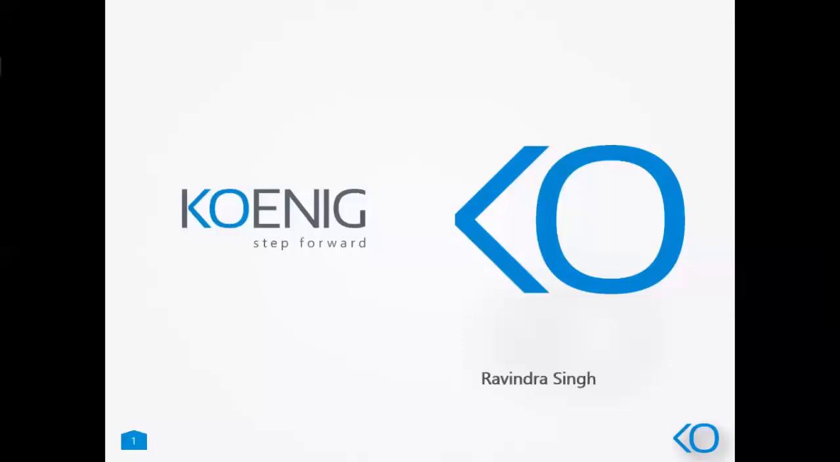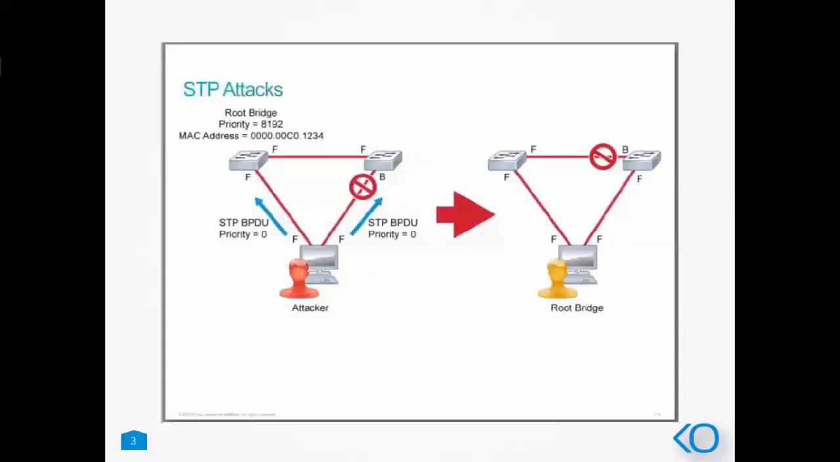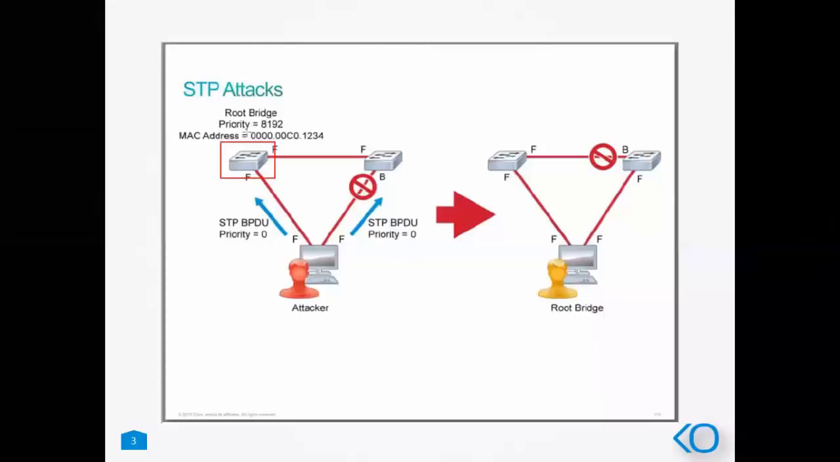In this video, I'm going to talk about STP attacks and mitigation. As we have discussed about STP, it is basically used to avoid loops in a network. As you can see in this scenario, we have two access layer switches. Switch one is your root bridge, which has the priority 8192 with the MAC address 1234.